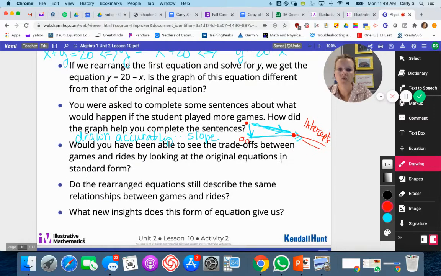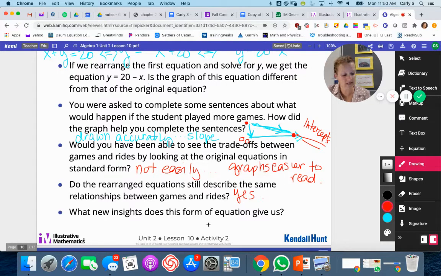Cool. Would you have been able to see the trade-offs between games and rides by looking at the original equations in standard form? I'd say not easily. The graphical representation is very visually pleasing. Graphs are easier to read than the equation. Do the rearranged equations still describe the same relationships? Yes, because they're equivalent.